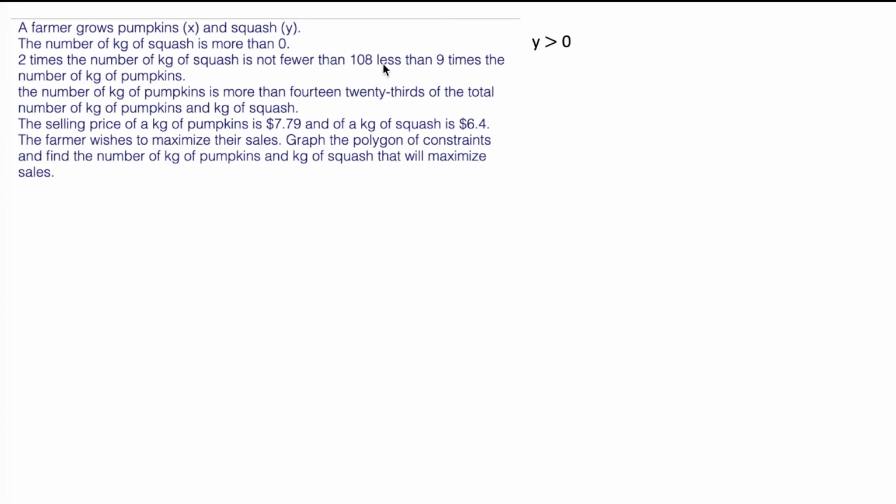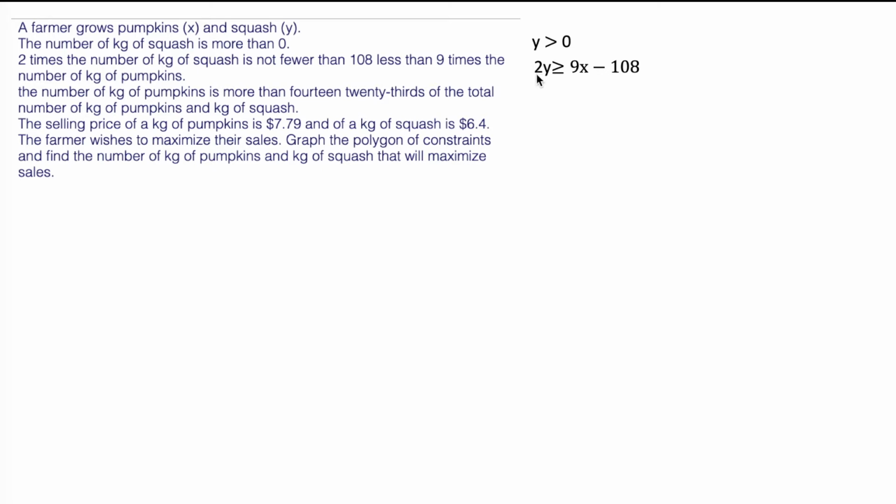9x, then you have to put the 108 less than after it. 108 less than what? 9 times the number of kilograms. It's going to be 9x minus 108. 2y is not fewer than, means greater than or equal to. Could it be equal to? Sure. Could it be greater than? Yes. 2y is greater than or equal to 9x minus 108.